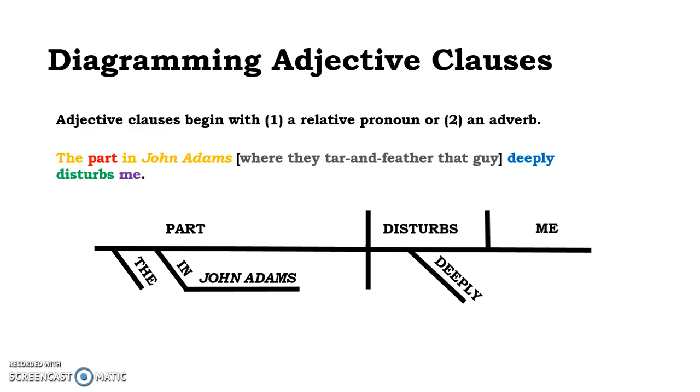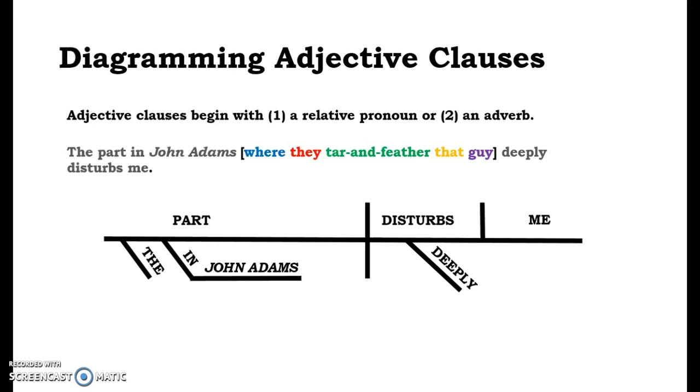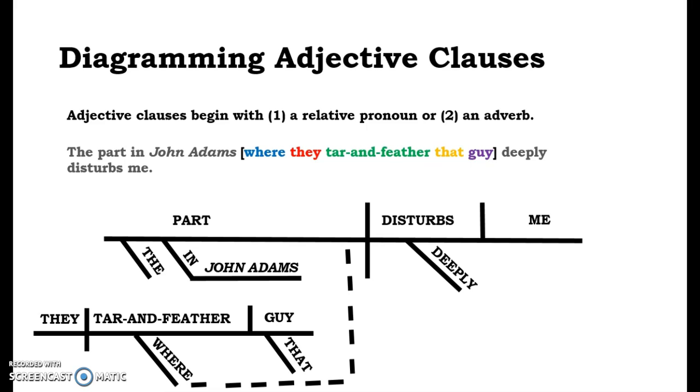Okay, now we handle the part inside. And remember, with the adjective clause, we're drawing a dotted line to a separate baseline. And here, the clause is telling us something about the subject, part. Which part? The part in John Adams where they tar and feather that guy. So this is going to go on a dotted line down beneath the subject. And here everything is diagrammed on the separate baseline.